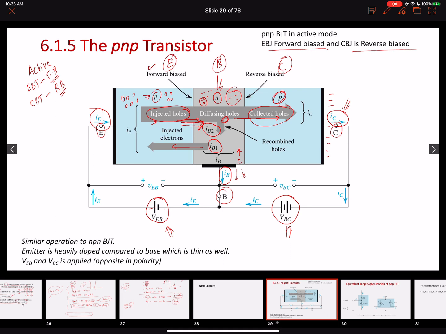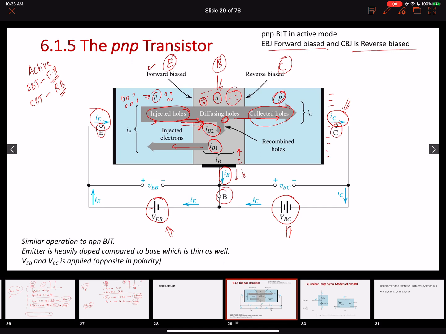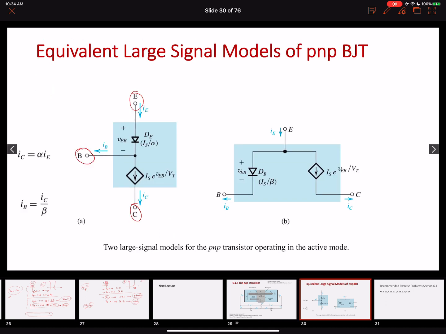All right, let's look at the large signal models of the PNP bipolar junction transistor. We did the similar thing for an NPN transistor in great detail, so essentially these models are exactly the same for the PNP as well. We have an emitter terminal here, a collector terminal here, and a base terminal here. You can find the direction of the currents: the emitter current going into the emitter terminal, and the base and the collector currents going out of the terminals.